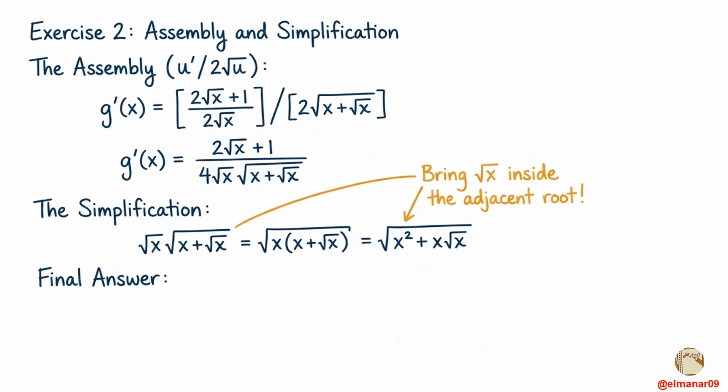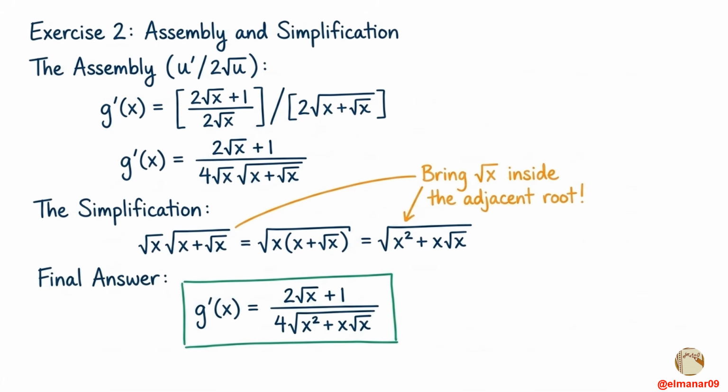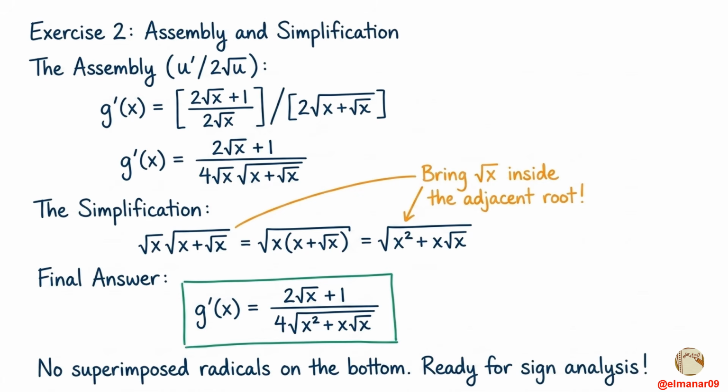Our final answer is 2 root x plus 1 divided by 4 times the square root of x squared plus x root x plus 1. Look at that. No superimposed radicals on the bottom. It's clean, professional, and ready for sign analysis. Great job.